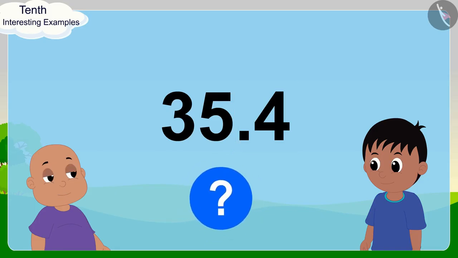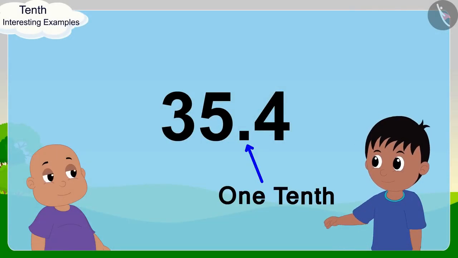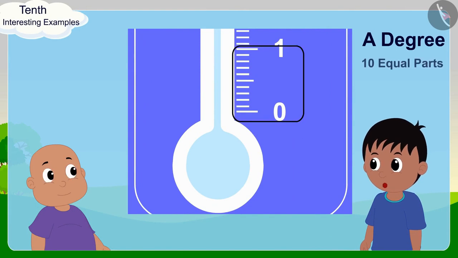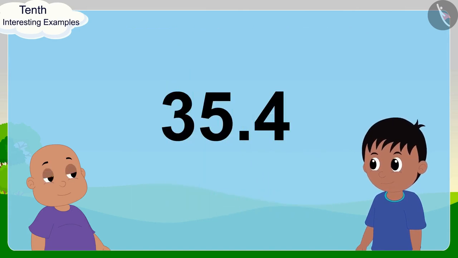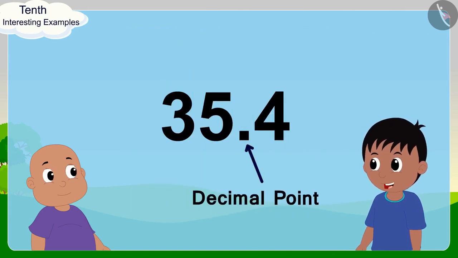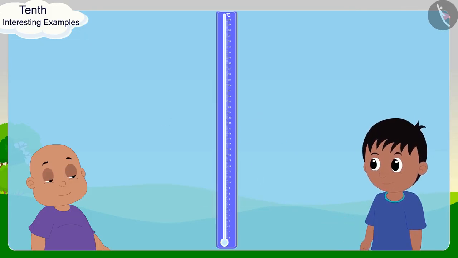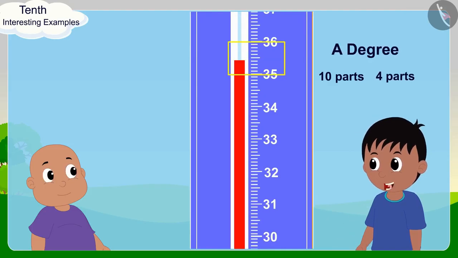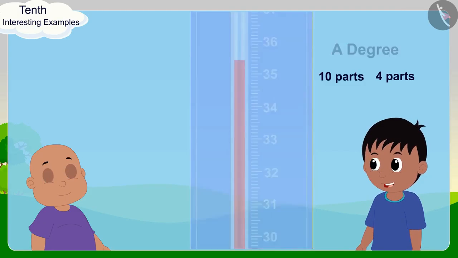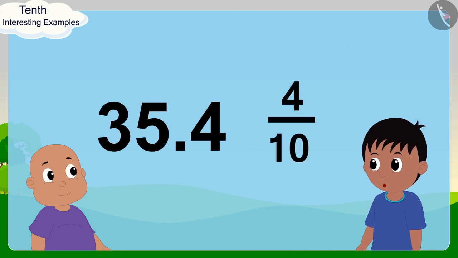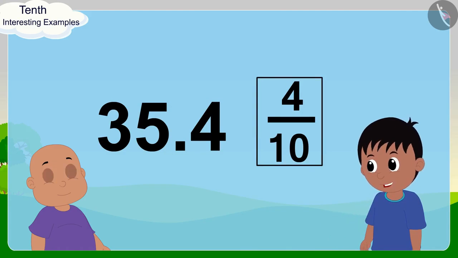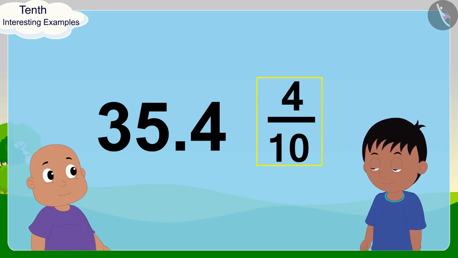Bablu asked Raju. 1/10 indicates that a degree is being divided into 10 equal parts. And because the number after the decimal point is 4, we can say that here we are taking 4 out of the 10 parts of a degree. In this way, we can also write 0.4 as 4/10 in the form of a fraction.